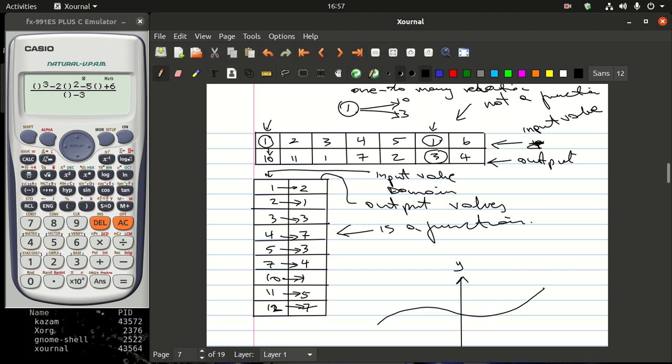It is a function. Now if you look into this, looking at 1 here, 1 is mapped to 2, okay, only. But if you look at 2, for instance, 2 is mapped to 1. Where is another one? You have 1 there.